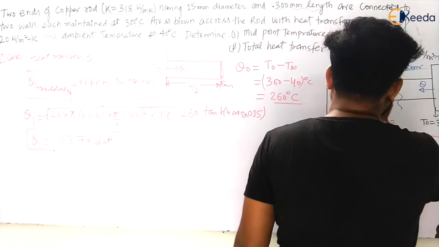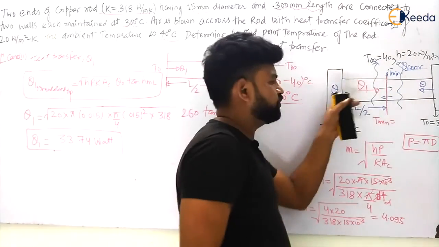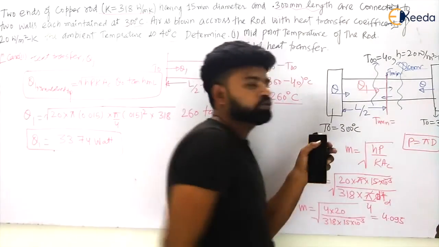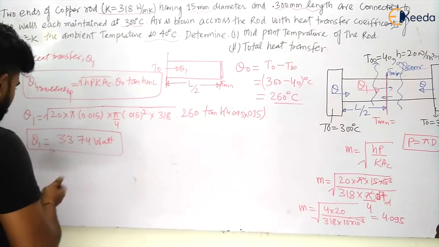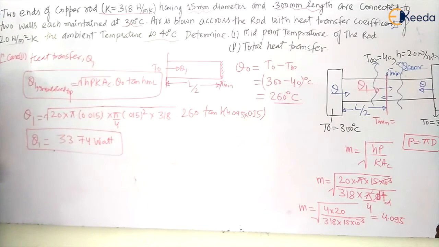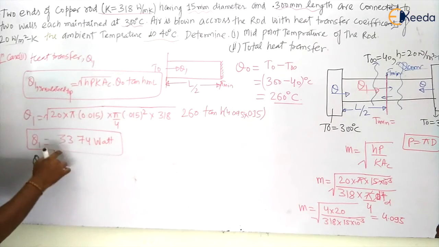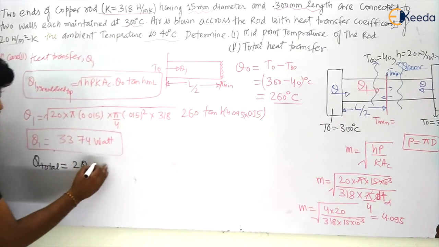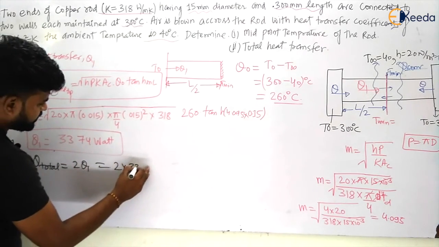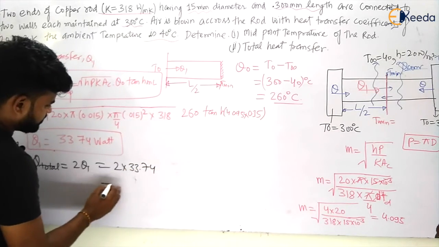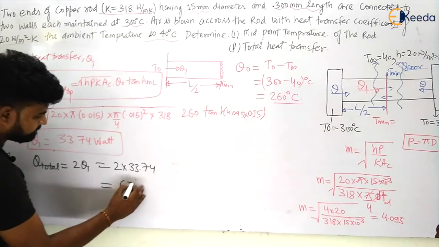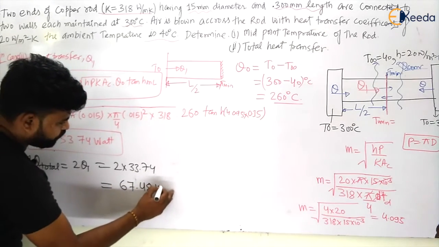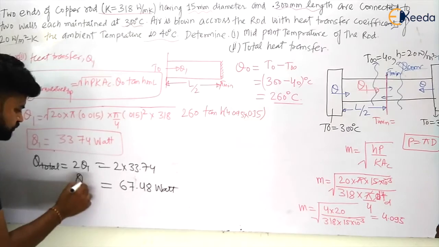So Q1 is coming from this side. This is the half heat transfer. This is the symmetry now, so the other half of the heat transfer will occur from the other side. So the total heat transfer will be equal to twice Q1. This will become twice into 33.74, which is equal to 67.48 watt. That is Q total.